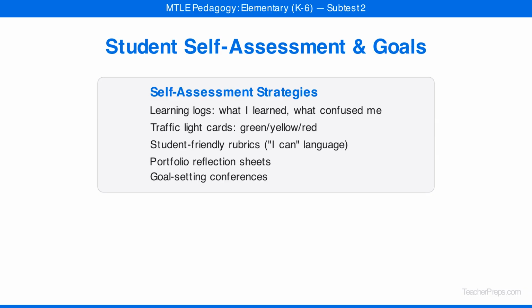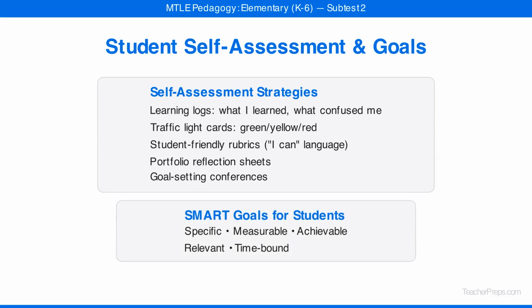Teach students to use I Can statements aligned to learning targets. For example, I can add fractions with like denominators. The SMART goal framework adapted for elementary students means goals are specific, measurable, achievable, relevant, and time-bound. Here's an example. A fourth grader uses a self-assessment checklist after a writing assignment. She checks off, I included a topic sentence, and I used details from the text, but notices she didn't check, I wrote a strong conclusion. She sets a goal to focus on conclusions in her next writing piece.